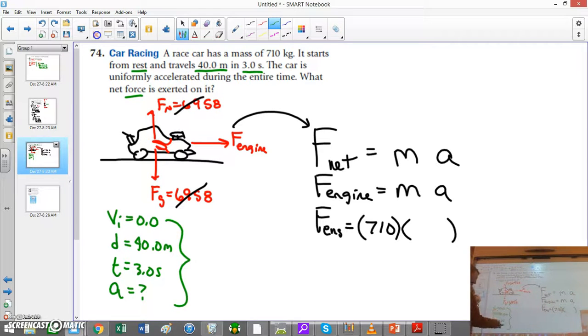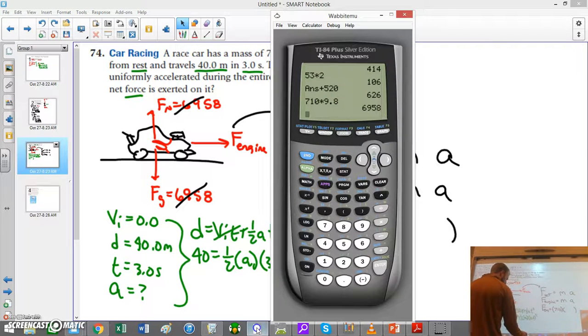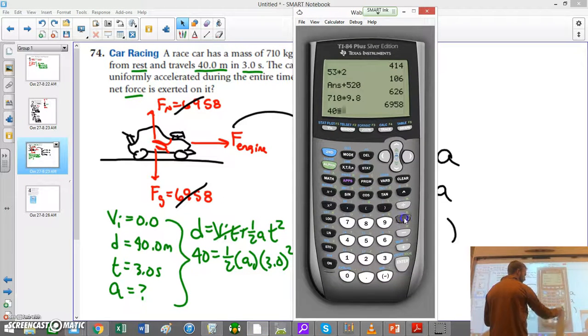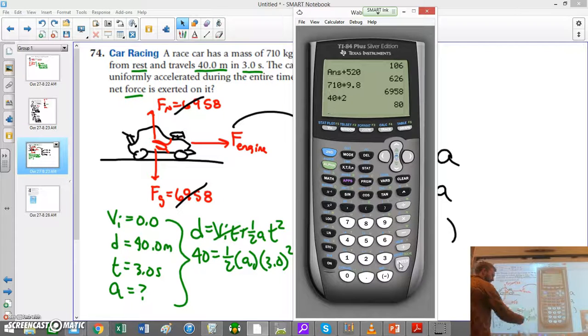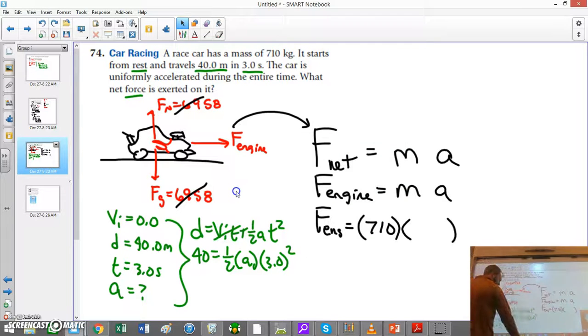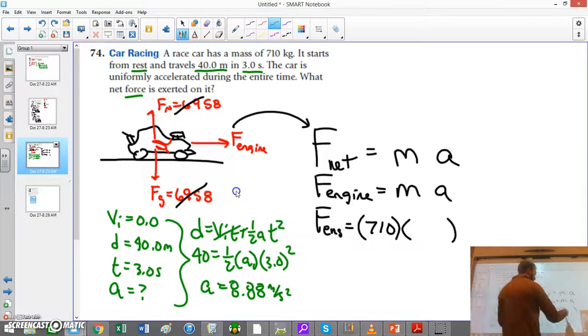I think that I'm going to use the one that doesn't use VF, which is this guy. So my distance is 40. Starts from rest. I don't know the acceleration, and the time is 3. So I'm going to take 40, and I'm going to multiply the 2 over. So 40 times 2. And then I'm going to divide it by 9. And that's going to give me 8.88. So my acceleration comes out to 8.88. That's pretty good. Almost 1 g.